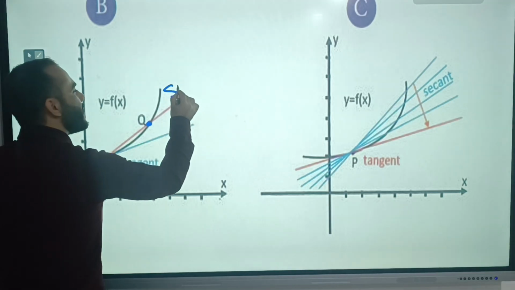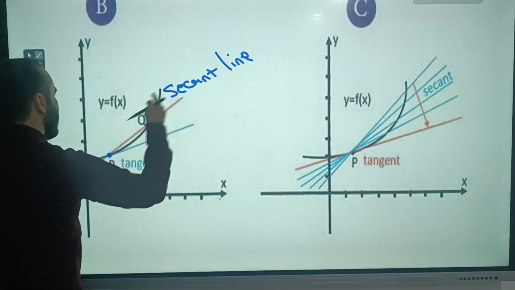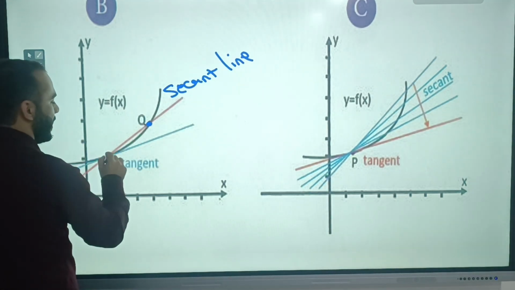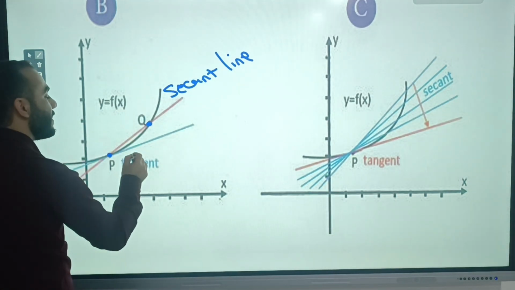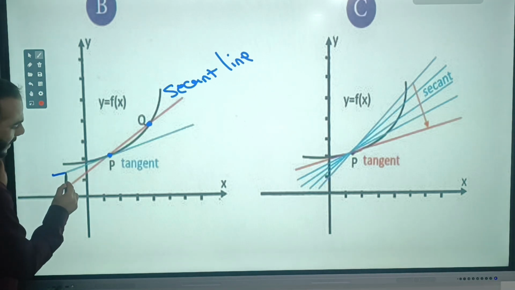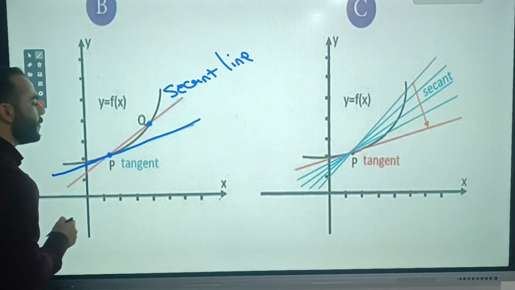So this is what we call a secant line. Let's say this secant line intersects the curve at 2 points, P and Q. And the blue line, as you can see clearly, touches the curve at only 1 point, which is point P.